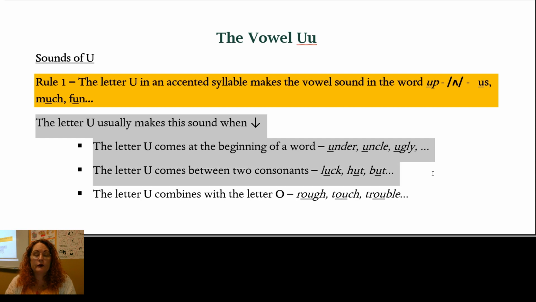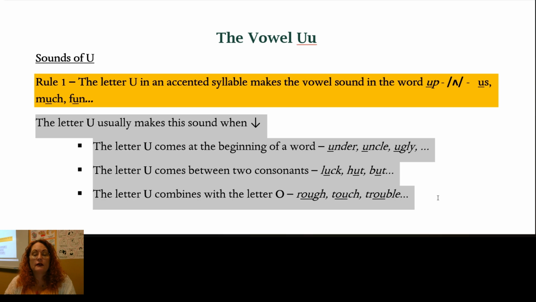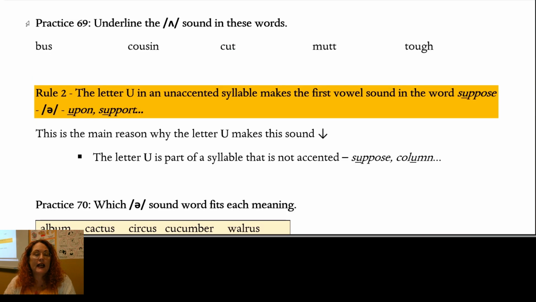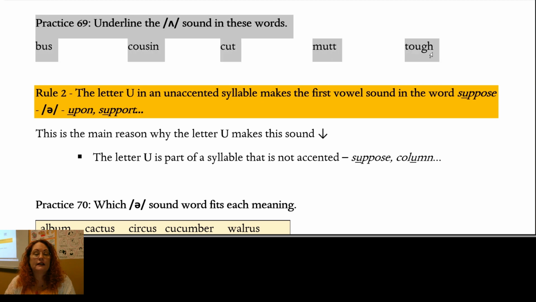When U comes between two consonants, like luck, hut, or but, and when U combines with the letter O. For example, rough, touch, and trouble. In practice 69, underline the sound in each of these words.